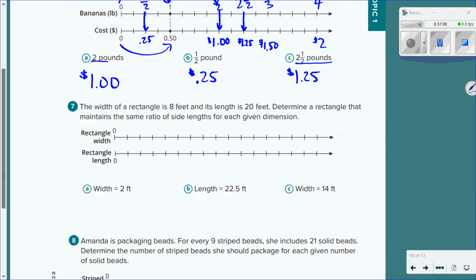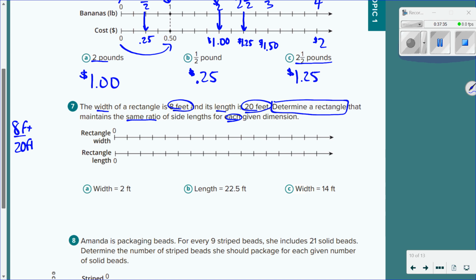When we are doing it, remember, our key is our first interval is our ratio in simplest form. So this one, they gave us the width is 8 feet, its length is 20 feet. Determine a rectangle that maintains the same ratio of side lengths for each given dimension. So that's our key task. So we're going to start, if I start at 8 feet and 20 feet, can I divide those both by 2?